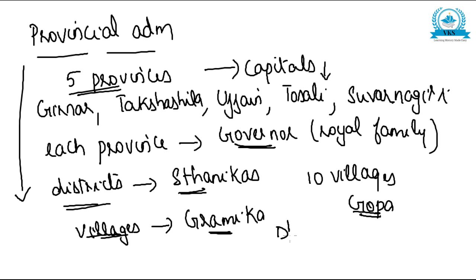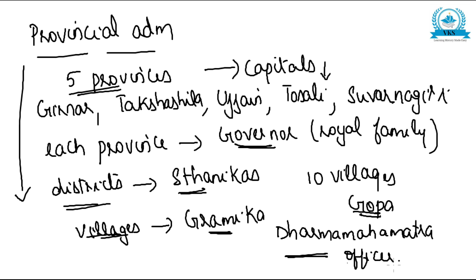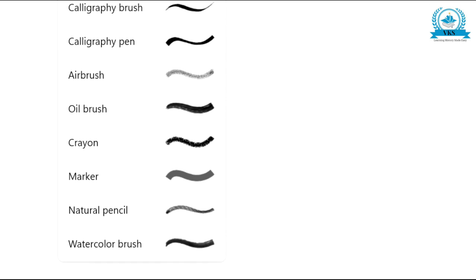And there was also a special officer called Dharma Mahamatra. This officer was there both at the center and in the province. Dharma Mahamatra was a special officer appointed by Ashoka both in the center and in the province. So that was about the provincial administration of Mauryas.